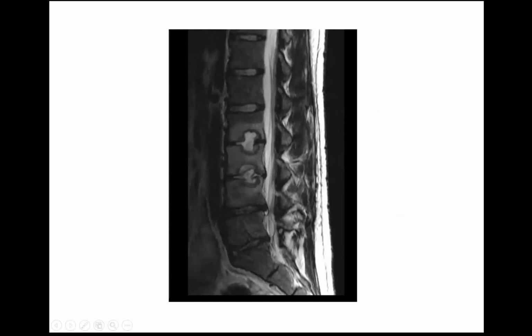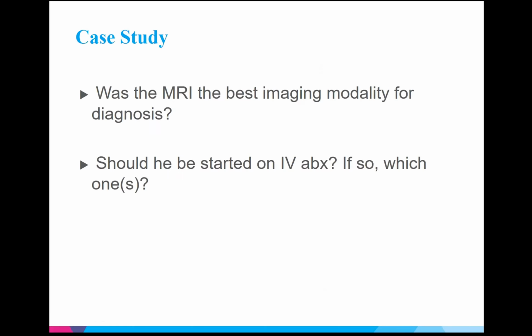Okay, so what do you guys think, right? There are two locations actually involved here, and if you look, two vertebral bodies are involved as well, right? So potentially this is probably from seeding from a bacteremia, right? So was the MRI the best imaging modality for diagnosis? Anyone?